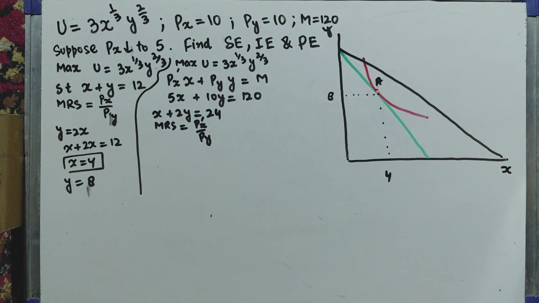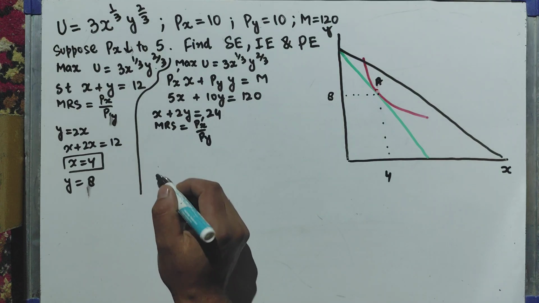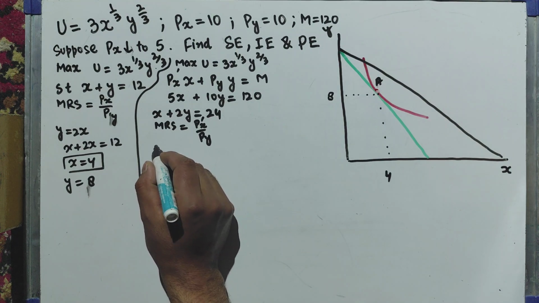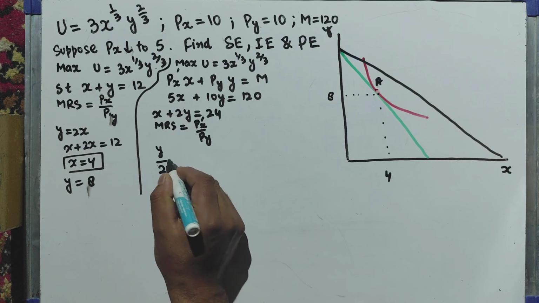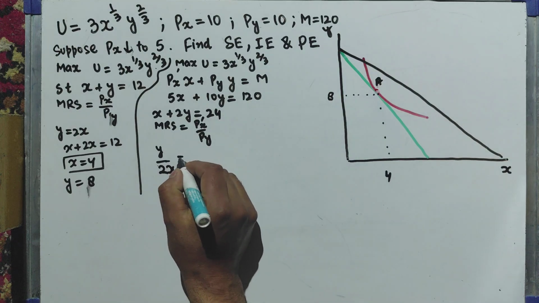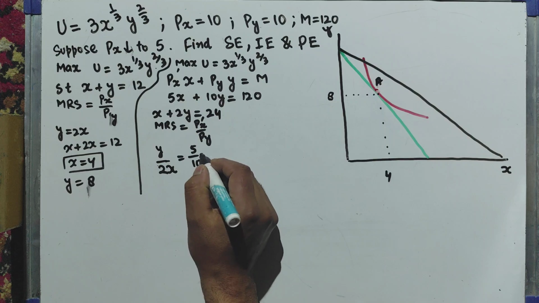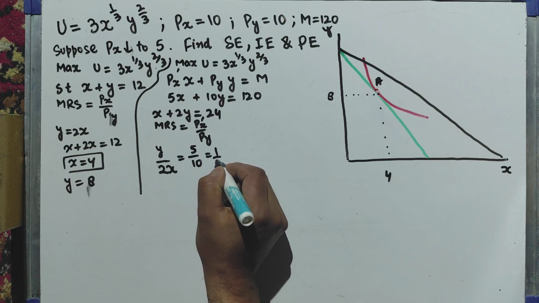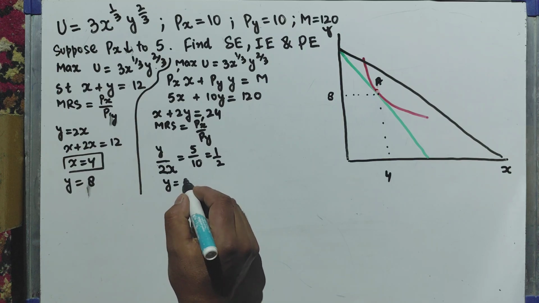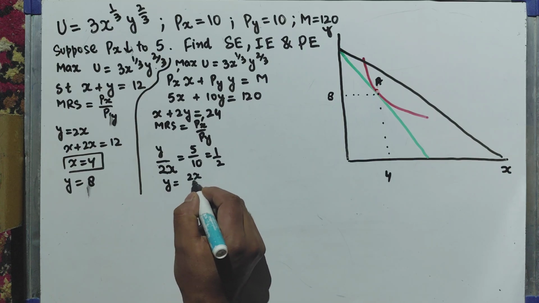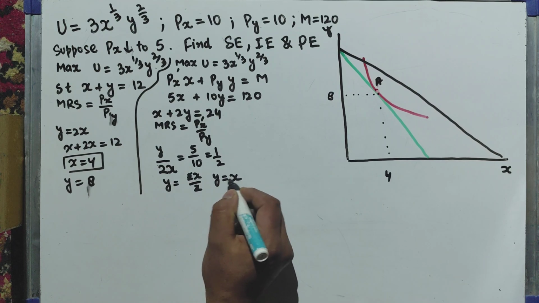Solving again, we have found initially MRS was equal to Y upon 2X. You can check it out, Y upon 2X, which I solved here. Now what is the price ratio? We have 5 upon 10 this time, which is equal to 1 upon 2. Using the condition here, we will get Y is equal to 2X upon 2 this time, which implies Y is equal to X this time.